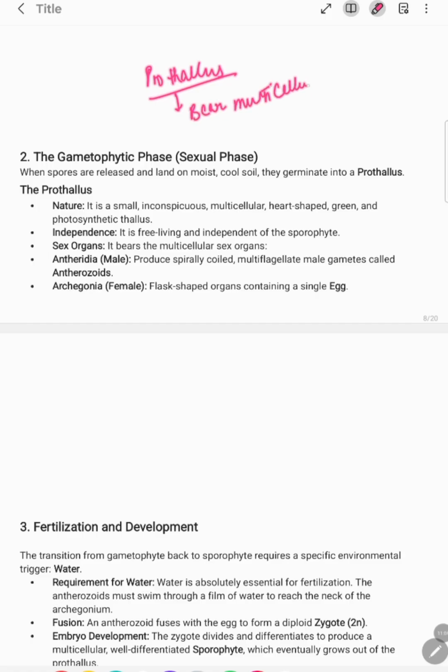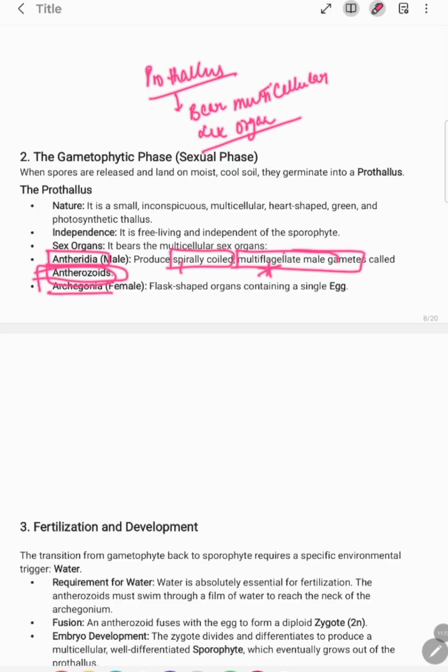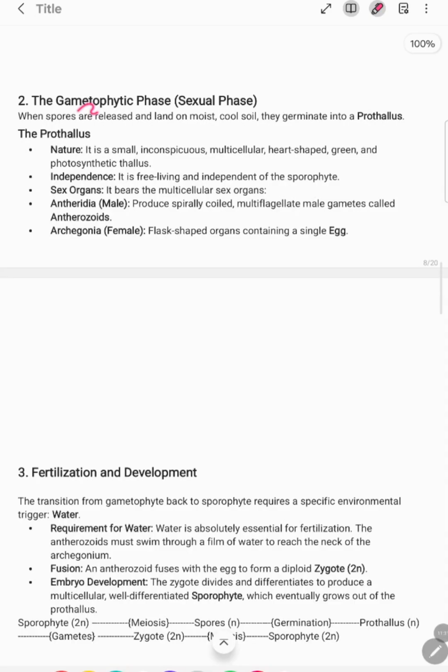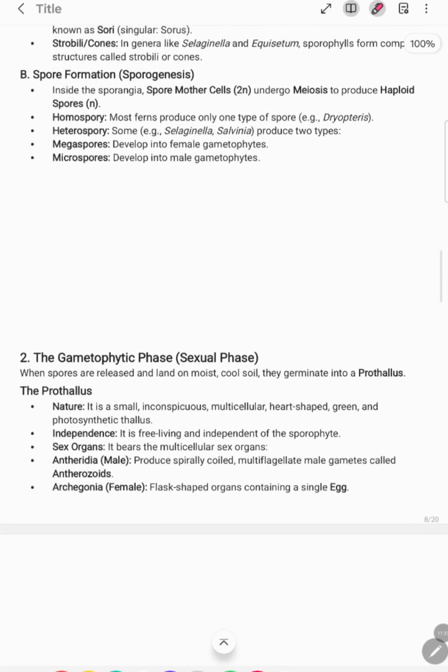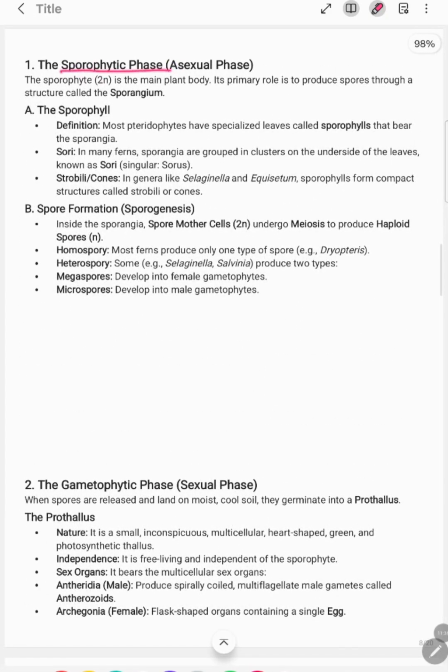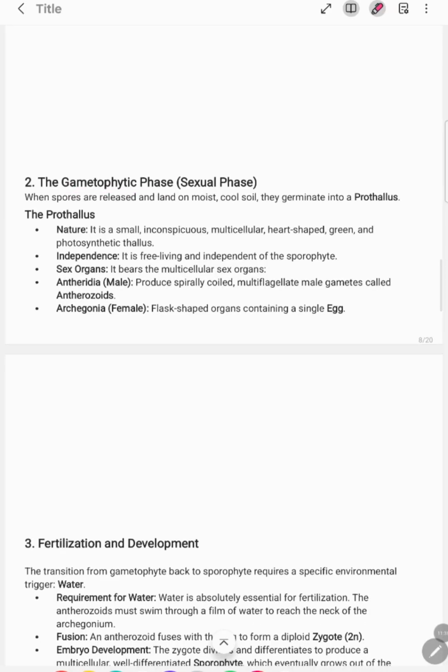multicellular sex organs. And what are these sex organs? It is your antheridia and archegonia. Antheridia form the antherozoids, and the formed antherozoids are multiflagellated, okay, and spirally coiled. The archegonia, which is female, is flask shaped and contains a single egg. Okay, so this was all about your gametophytic phase. We have discussed your sporophytic phase and gametophytic phase of your pteridophytes.